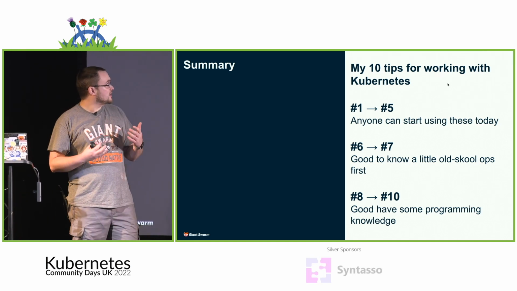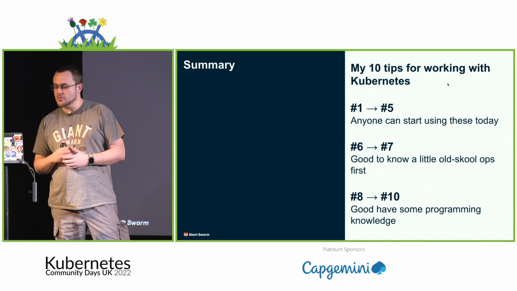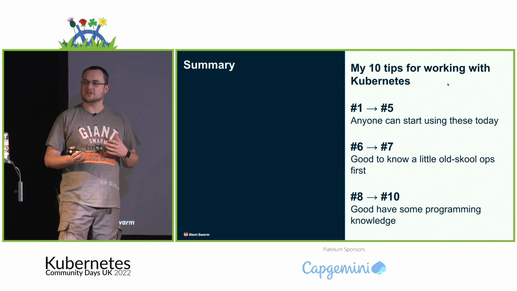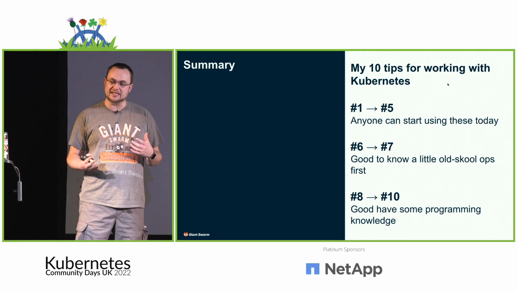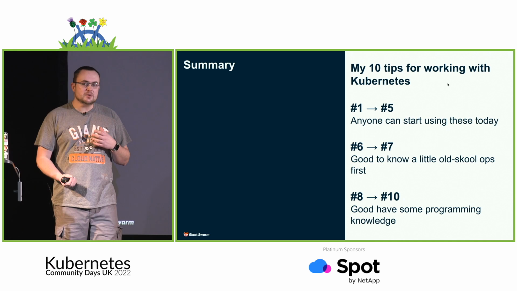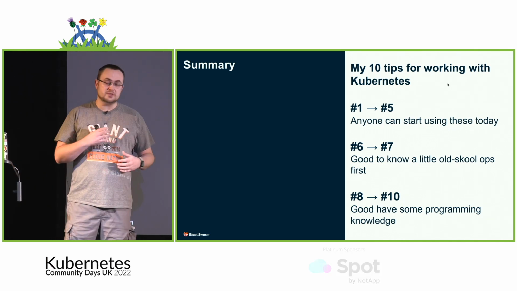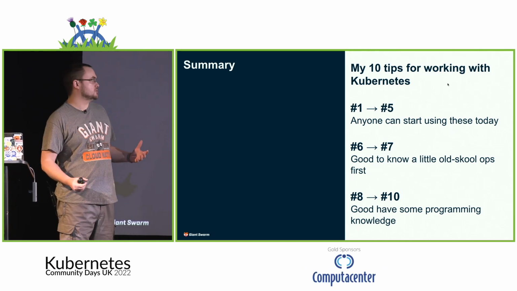So the first 5 we're going to go through, like I said, hopefully everyone can kind of pick up. For 6 to 7, it'll be good to have a little bit of old school ops knowledge, so working with Linux systems and things like that, we're going to bring in a little bit of that. And then for 8 to 10, we're going to need a little bit of programming. Generally speaking, this will be in Go, but not necessarily needed. There are tools we can use and we'll go through those.